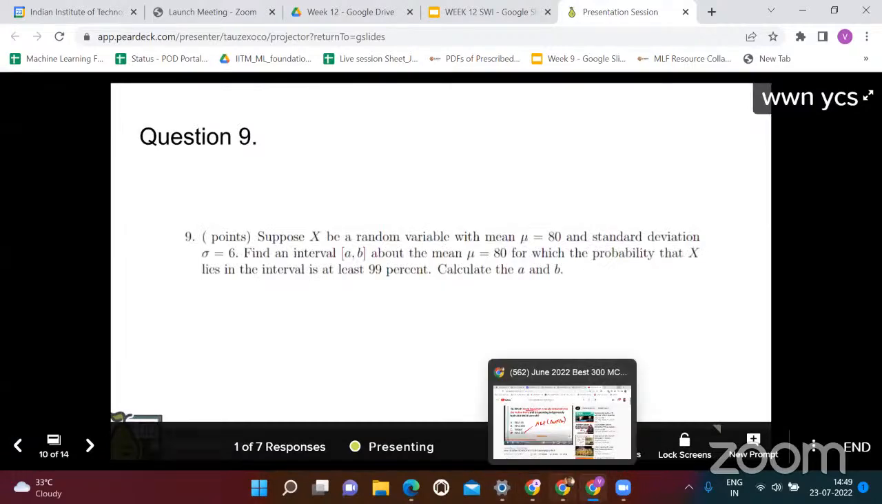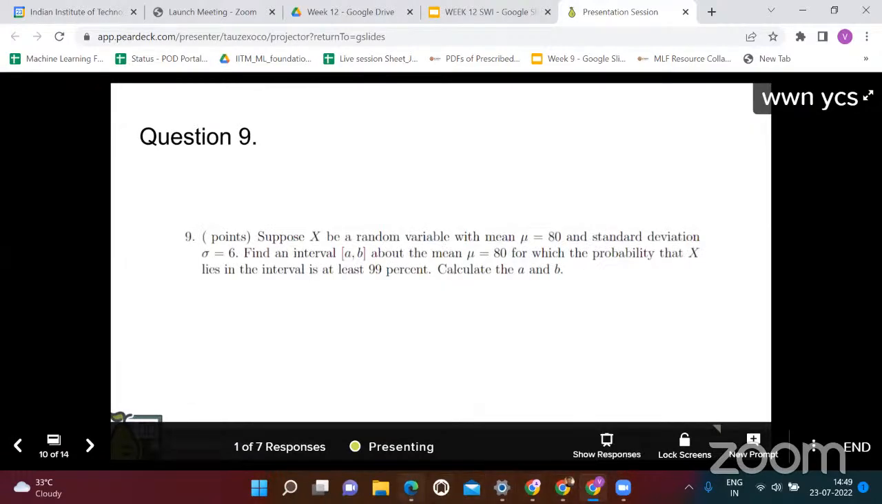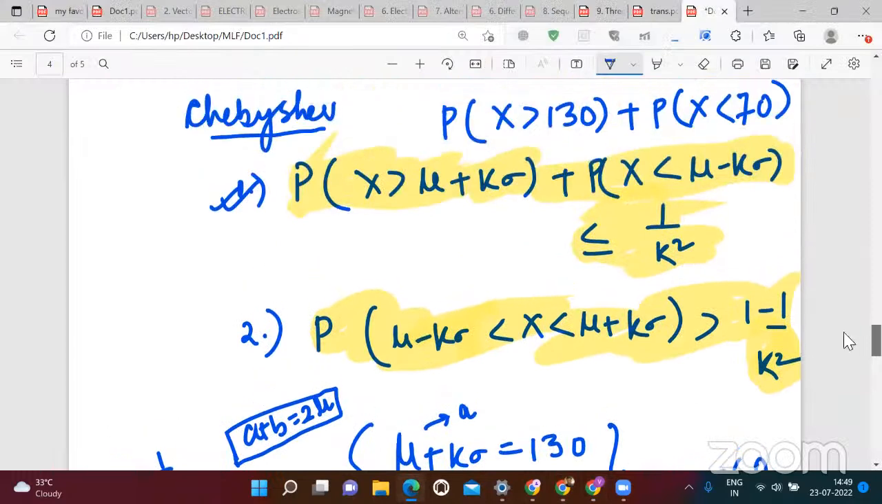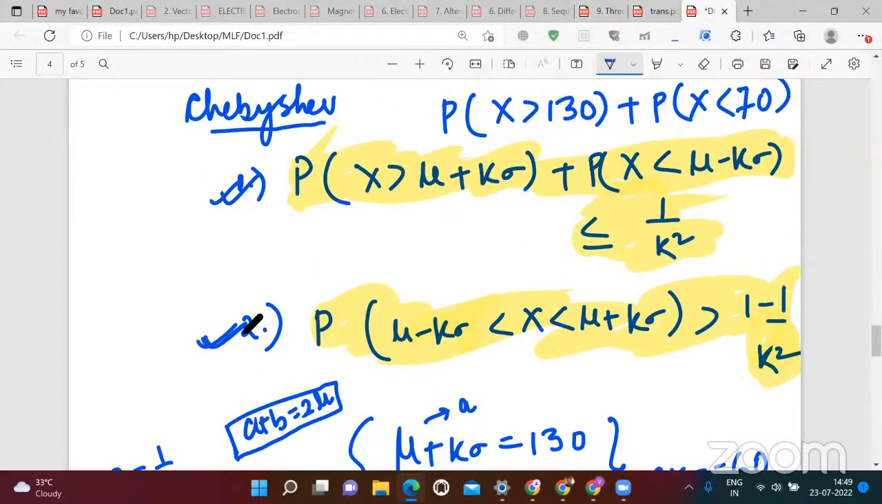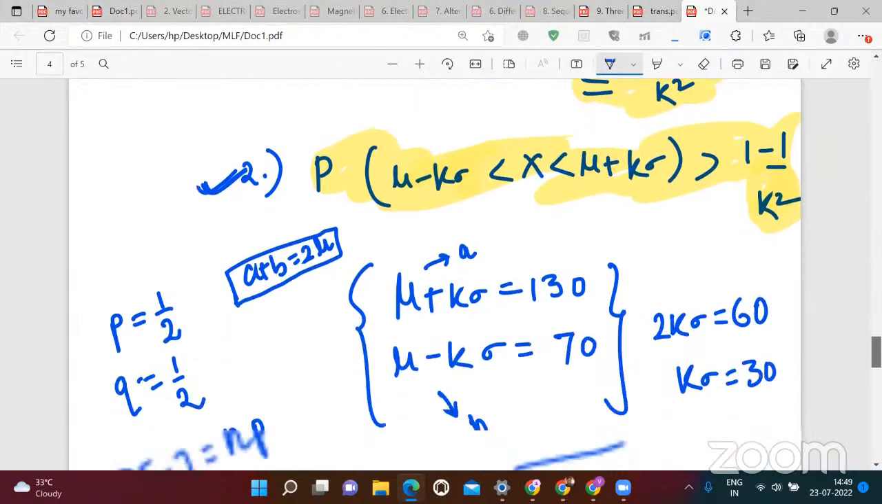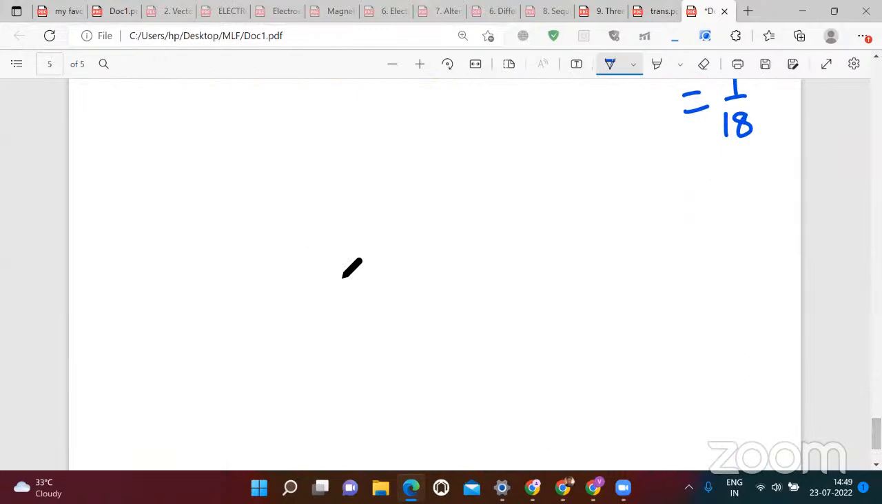Okay, I'll solve this. So I need to use the second equation that I've told you also. The probability that this comes within some boundary should be greater than 1 minus 1 upon k square. Okay, so this is the ninth problem, second last problem. And this, I've told you, should be at least 99%.